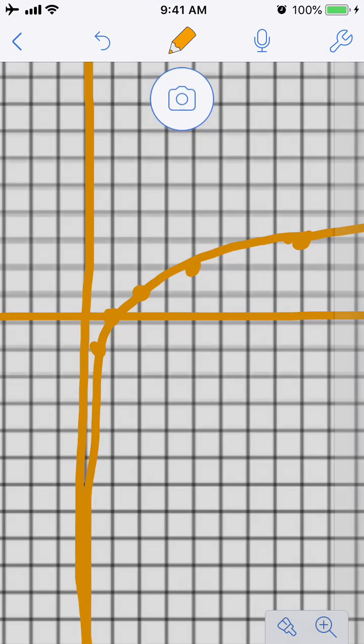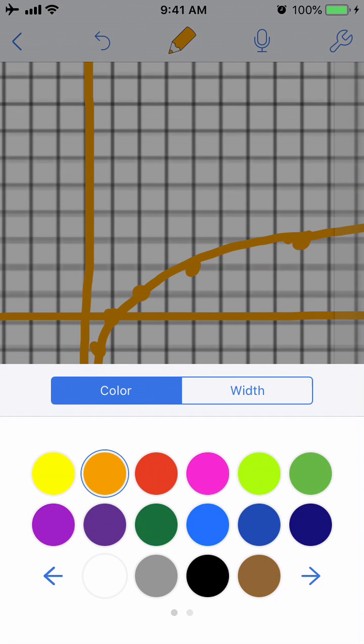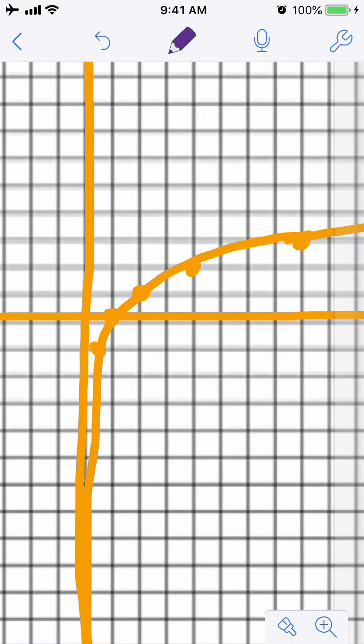So let's choose a different color. Let's do purple. We're going to take this dot and move it 1, 2, 3, up 1, 2, 3, 4. That's where that one went. 1, 2, 3, up 1, 2, 3, 4. That's where that one went. 1, 2, 3, and up 1, 2, 3, 4. That's where that one went.